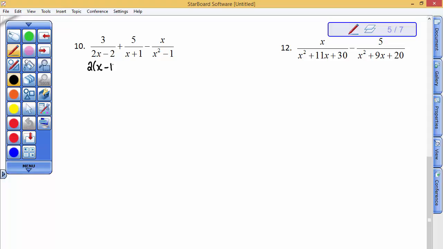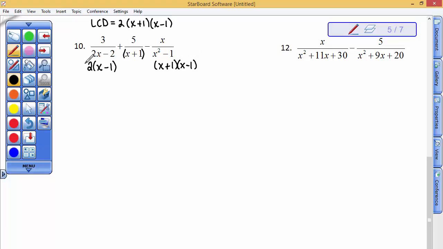So here I need a 2 times an x minus 1. This one can't be factored. And this one is x plus 1 times x minus 1. So my LCD is each factor that occurs the greatest number of times. So a 2 occurs once, and x plus 1 occurs once in this denominator and that one, and an x minus 1 occurs once in this denominator and that one.